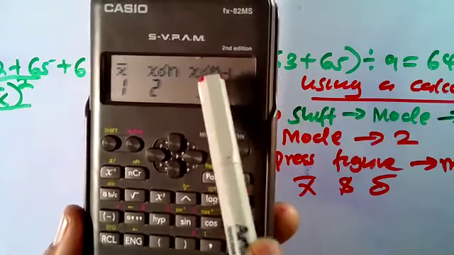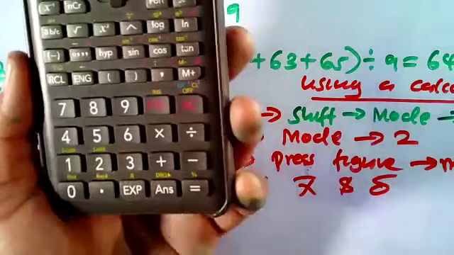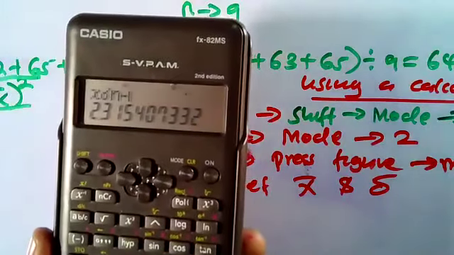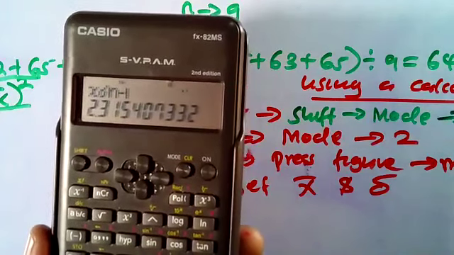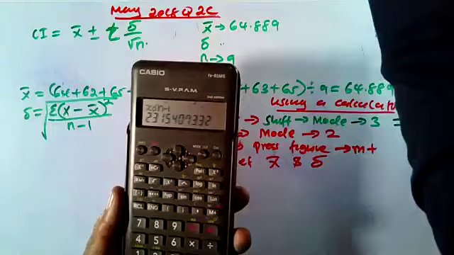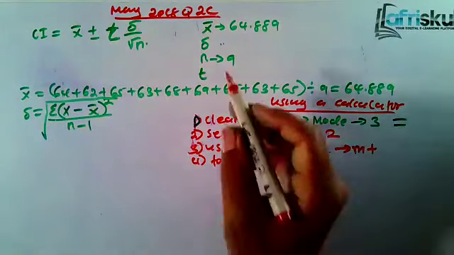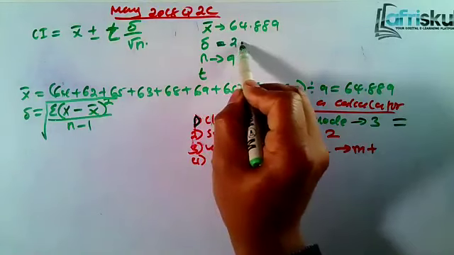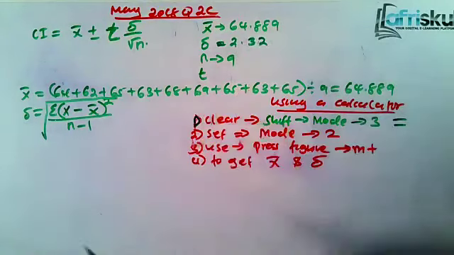So kama hii iko number 3, you just press 3 equals. Na utapata your standard deviation as 2.315. Yeah, so standard deviation tumepata is 2.32 or 315.